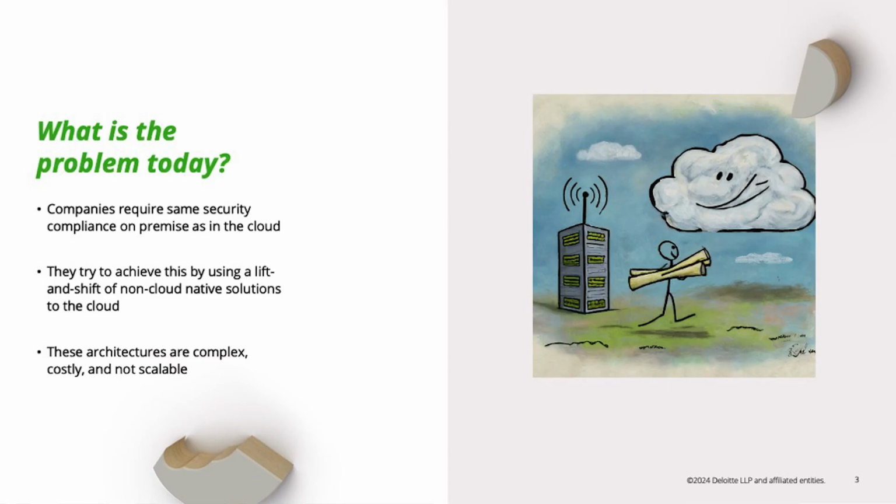So let's focus on the problem. What is the problem today? Companies are moving to the cloud, and they're taking all of the security standards that they're used to in data centers and on-prem, and they're trying to move those security measures to the cloud. They try to do this by doing a lift and shift of current architectures.